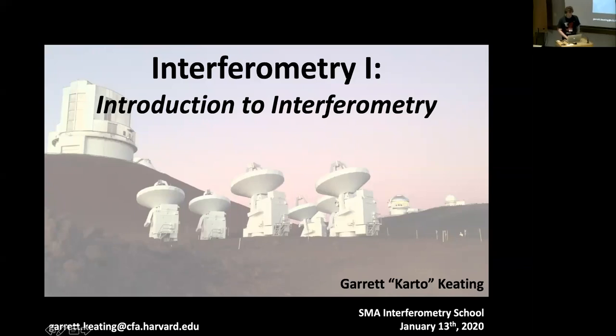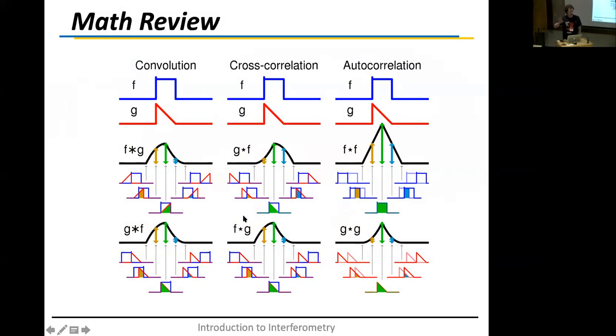All right, so before we get into the actual guts of the radio telescopes, just a couple of things to freshen up your math. I'll be using a couple of terms here: convolution, cross-correlation, autocorrelation. They mean similar-ish things, so it's just important to know what it is that I'm talking about.